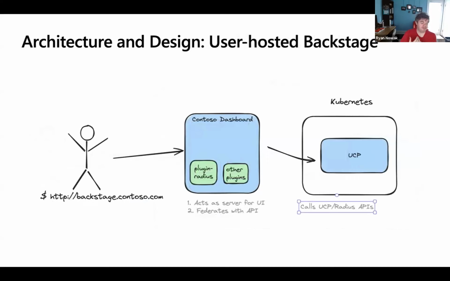So this is just showing a different picture. If a user wants to host their own Backstage instance and they're still using Radius, they can take our plugins and put them in their Backstage instance and talk to UCP. I expect folks on this call probably don't need this explained, but we're reusing some slides from an internal presentation we did. Can I get the next slide?